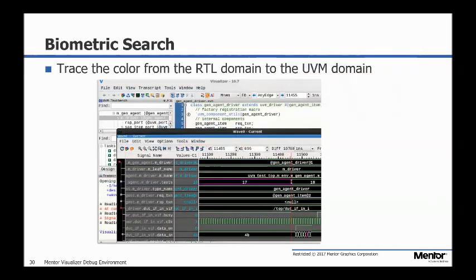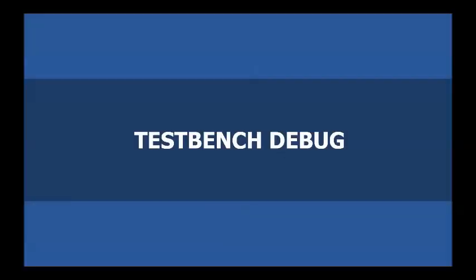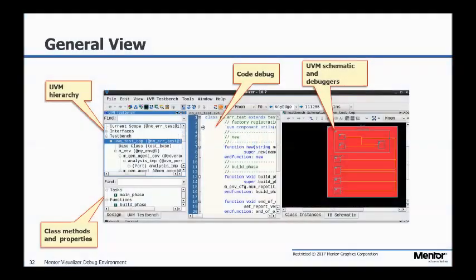So a little more on biometric search. On the test bench debug side, you are now able to look at the whole test bench hierarchy after the initial enumeration of your test bench. You can see a schematic of that. You can see how it connects to your DUT. You can look at all the different classes.